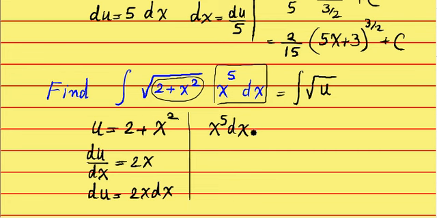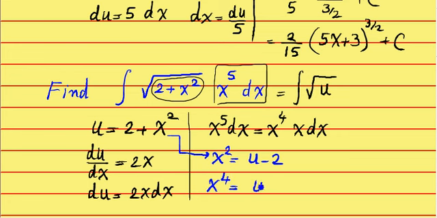So I take x to the power of 5 dx and write it as x to the power of 4 times x dx. What was the reason for that? Well, x and dx were kind of conjoined twins here. I have to have them together. So I'll have an x dx. I have an x to the power of 4. What am I going to do with that? Here, this tells me that x squared is u minus 2. So x to the power of 4 is u minus 2 squared.